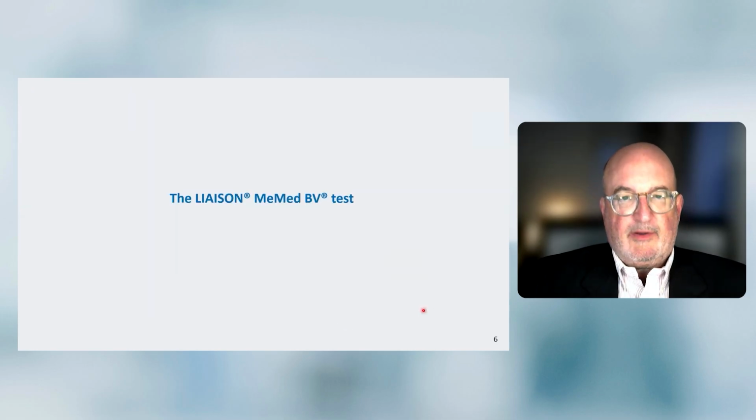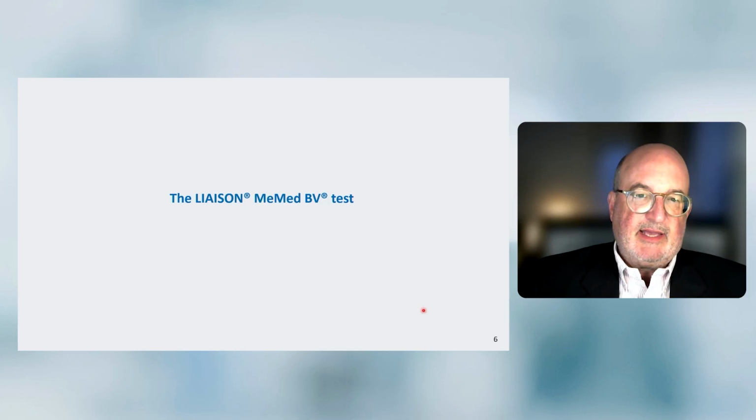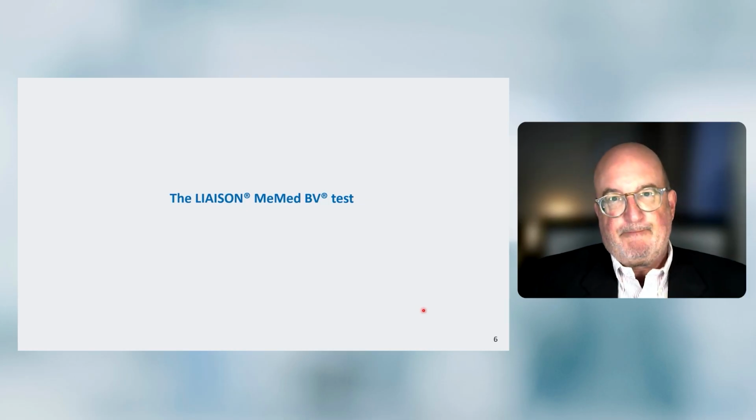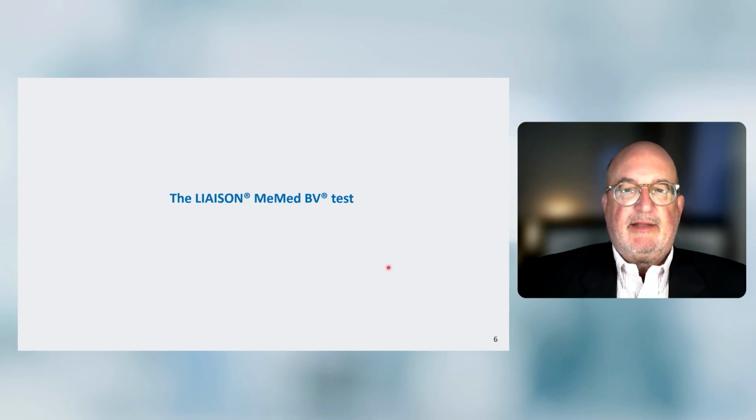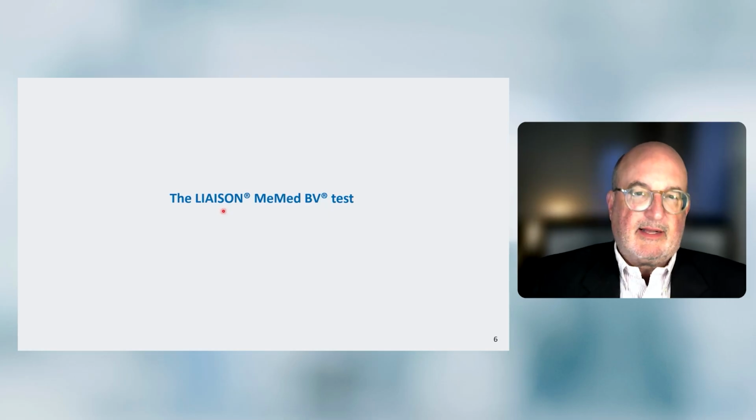So now enter the test we're going to discuss today, which is Liaison MeMed-BV. This test was developed by an Israeli company, MeMed, and then adapted to the high throughput platform by DiaSorin company called the Liaison family of instruments. So this test can be run on a small instrument called the MeMed Key or the large high throughput instrument, the Liaison XL or XS.